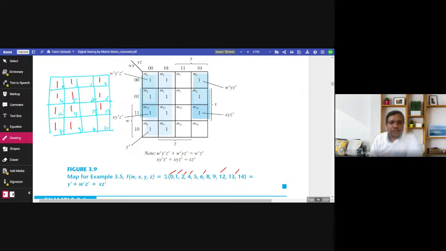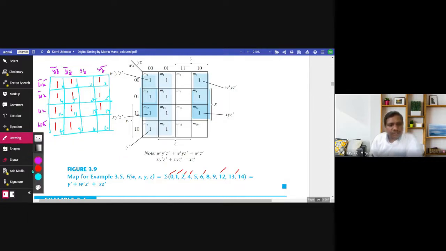Let me write here also w, x, y, z. So this is w bar x bar, w bar x, w x, w x bar, and here let us write y bar z bar, y bar z, y z, and y z bar.